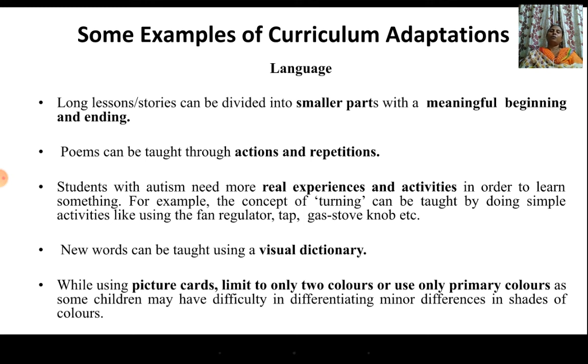So to make them understand the concept of turning, they can be made to turn the knob of a door or tap or fan regulator, gas stove knob, etc. to make them associate turning with the real-time experience. And new words can be taught through a visual dictionary, as many children with intellectual disability are visual learners.